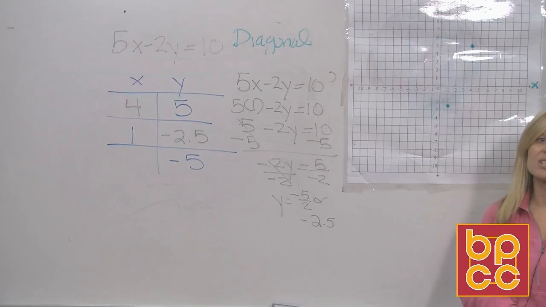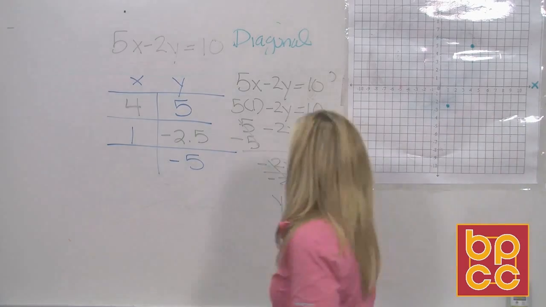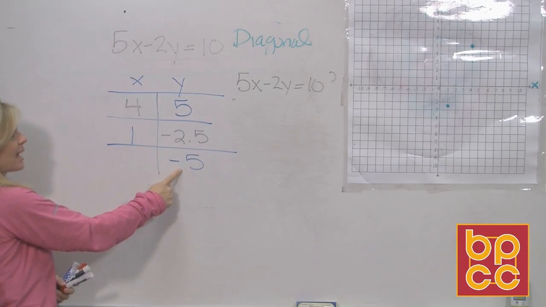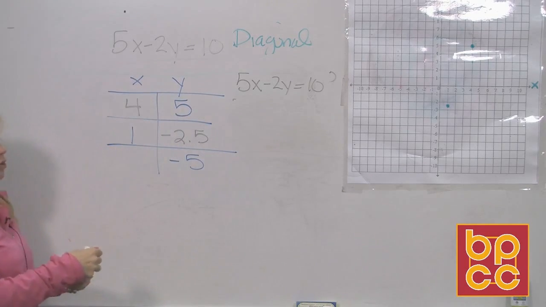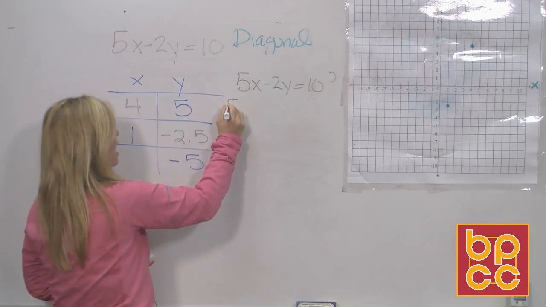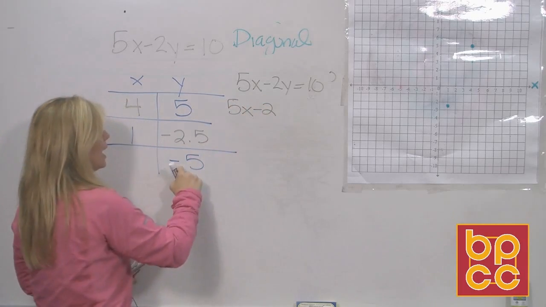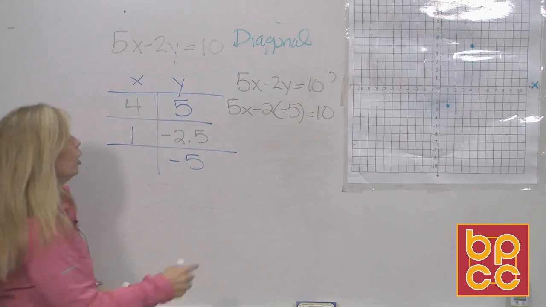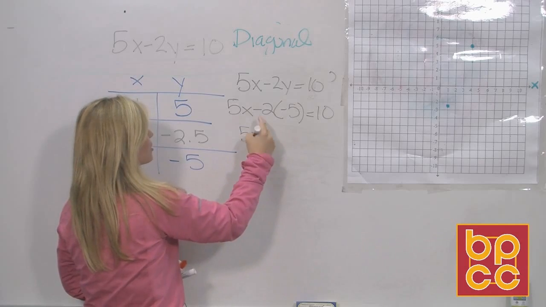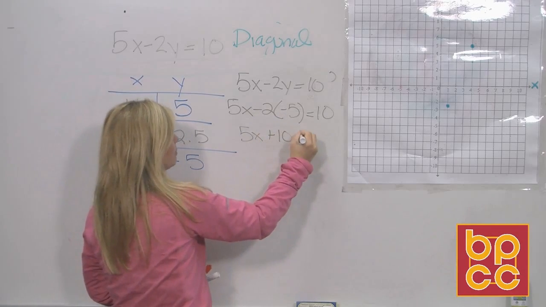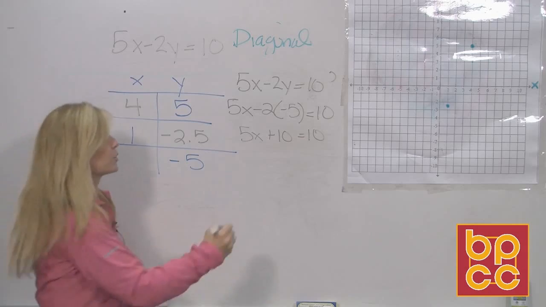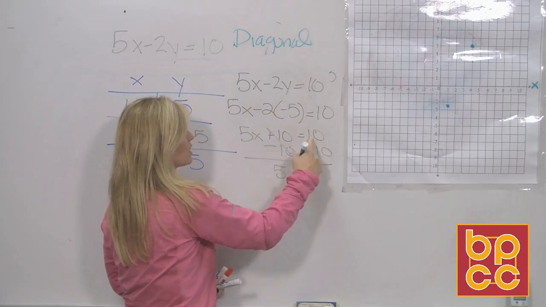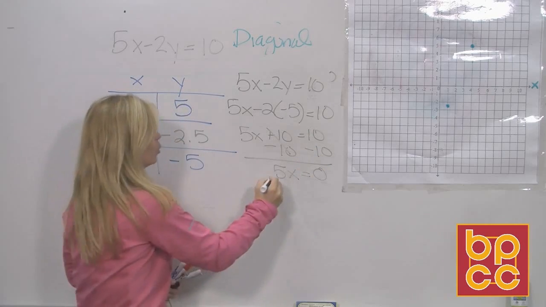But because our t-table gives us another value, we have to continue. So on our t-table, I have another number. It's negative 5. It's going to replace y. So we're going to do the process over. We're going to write 5x minus 2, x now is negative 5, equals 10. We'll multiply, so we'll get 5x, a negative times a negative is a positive 10, equals 10. We'll subtract our 10. We'll get 5x equals 10 minus 10 is 0. We'll divide by 5.